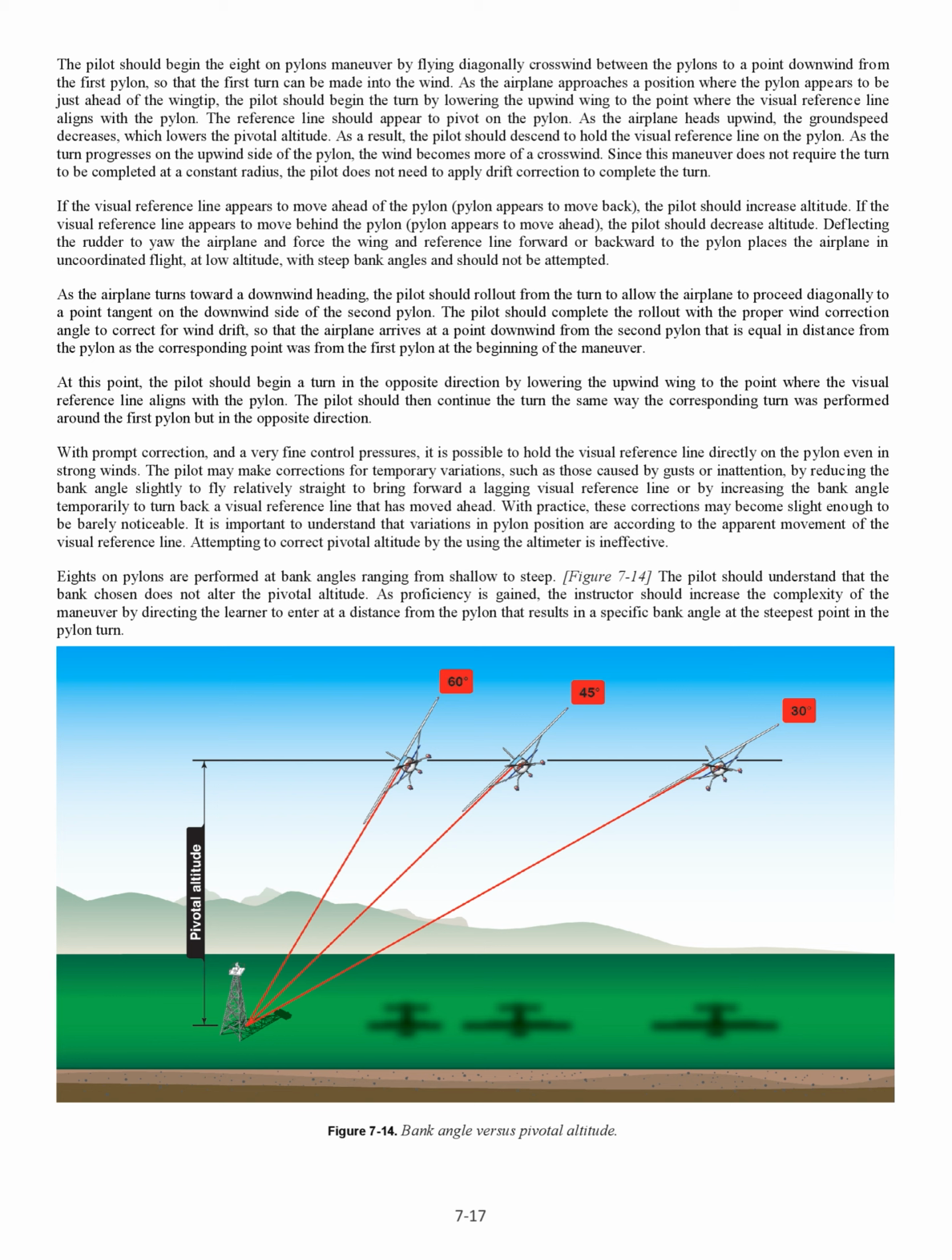As the airplane heads upwind, the ground speed decreases, which lowers the pivotal altitude. As a result, the pilot should descend to hold the visual reference line on the pylon.